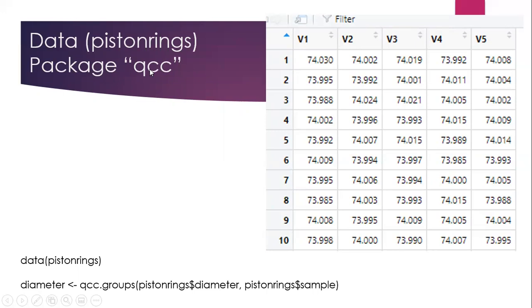I'll illustrate the control charts using the R software. The package is the QCC package. The data I will use is the inherent data in the package QCC known as piston rings data. Piston ring data include 40 samples with 5 observations in each sample. These are the diameters of piston rings.